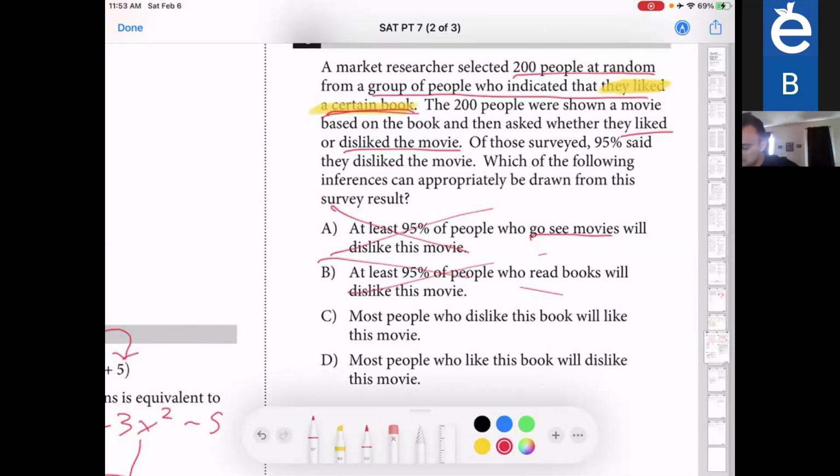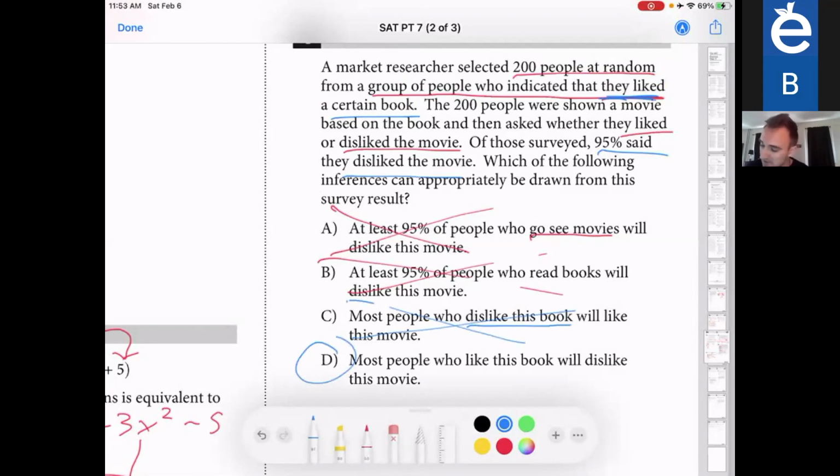C, most people who dislike this book will like this movie. No, that's definitely not right. We took people who liked this book, and from people who liked this book, we found out that 95% of people disliked that movie. We can't flip it and say, oh, well, if you like the book, you're going to dislike this movie. We can't do that. This doesn't make sense. People who dislike this book, we didn't survey people who dislike this book. So no, not possible. But, so this looks like D must be our answer.